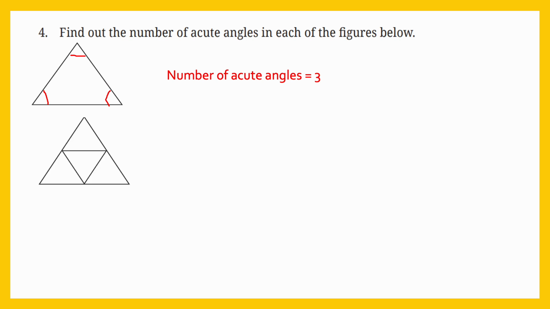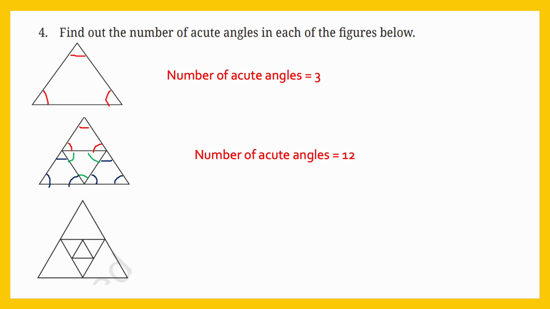See the next figure. How many angles are there? You mark the angles. See here we got 12 angles. How many triangles are there? There are 4 triangles. So each triangle consists of 3 acute angles. So 4 triangles, 4 threes are 4 into 3, 12. So 12 acute angles are there.